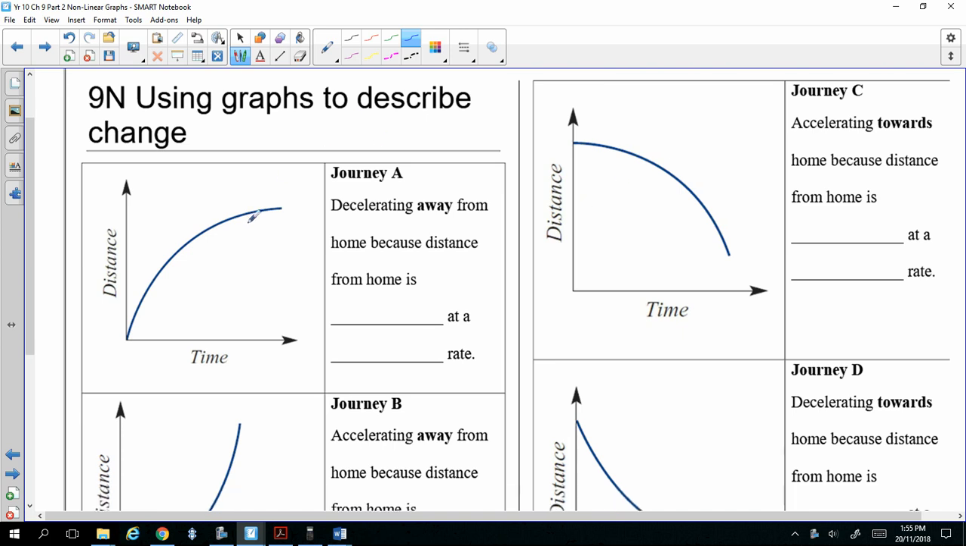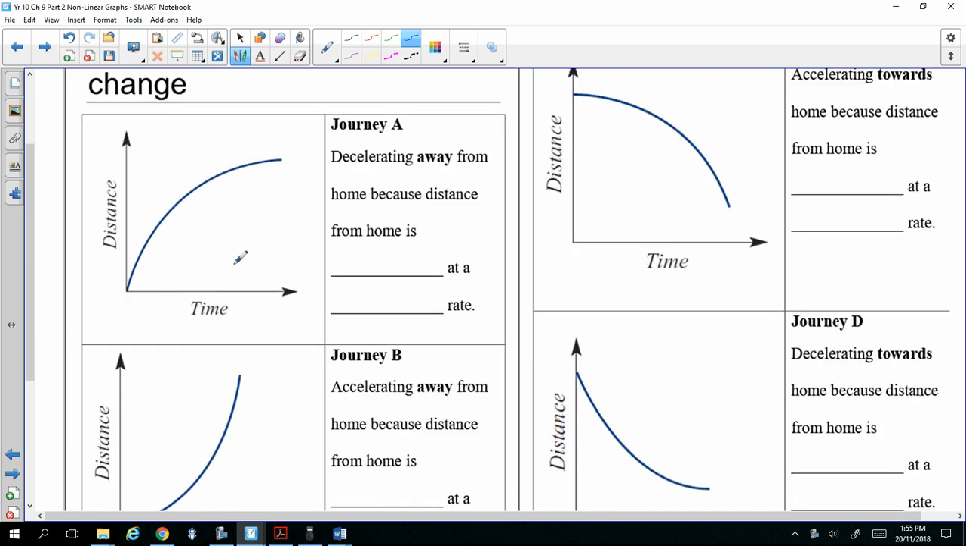So how does it work? So there's the distance and time. To describe this, we can say journey A is decelerating away from home because the distance from home is increasing, right? The distance is getting further away from home, the distance is increasing, but at a decreasing rate because it's getting slower. Hopefully you can see how it works.